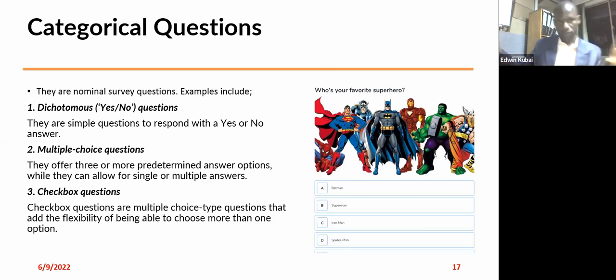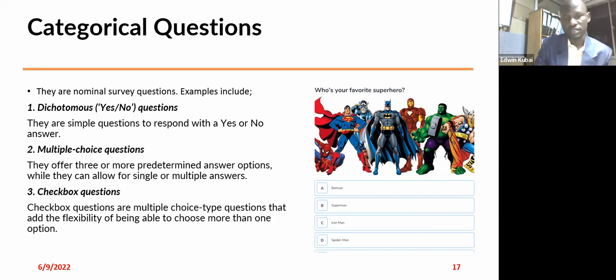So it means you have varieties of answers to choose from, like the one being shown on the screen. Who is your favorite superhero? So you can have A, B, C, D, and the respondents can select among those. So your research design will determine which kind of questions you need to ask the respondents. And you cannot just come up with one kind of question, yes or no, yes or no, throughout. No, you must vary your questions so that they help you gather more information from the respondents. Then checkbox questions.